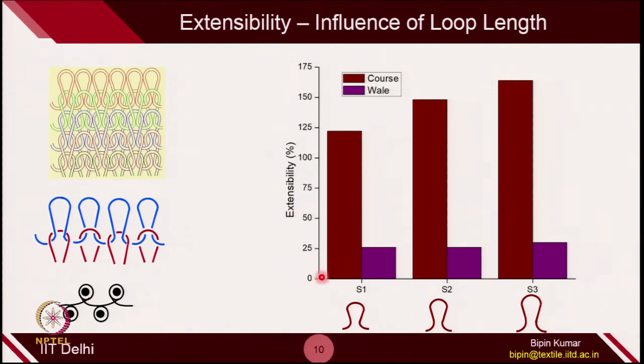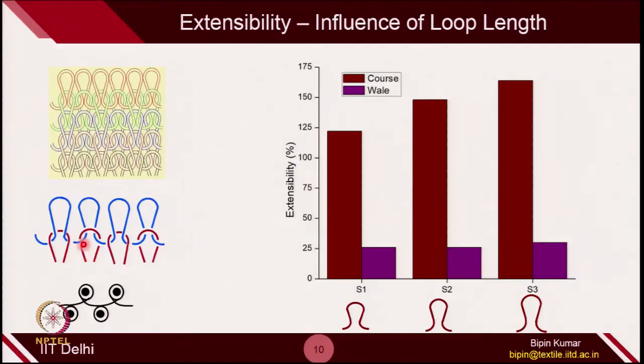But if you see in wale direction, not much change has been observed, because no matter how much loop length you increase, along a column, if you try to stretch the fabric, the yarn will become tight very fast, because there is no chance for opening of the yarn, because the foot is locked. You can see this foot of each loop is locked. So, it cannot open up and the yarn cannot be in a relatively straight position when you stretch this fabric in vertical direction. But if you see course direction, definitely you can observe the variations. So, you can control the fabric properties by changing loop length in course direction.